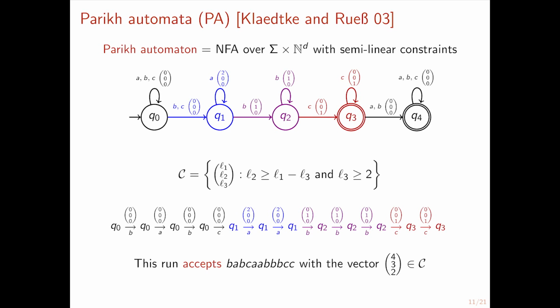Here we have depicted an automaton that expects to read at some point a full sequence of A's, then B's, then C's, such that the number of B's and C's is greater than twice the number of A's. In this example, the run depicted on the slide is accepting. It begins at an initial state, it ends in a final state, and the vector belongs to C. The word labeling the run is therefore accepted by the automaton.